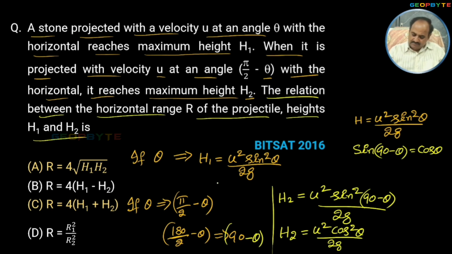Here h1 is this one. Let us write in the other slide. You got h1 equal to u square sin square theta by 2g and h2, the maximum height with the angle pi by 2 minus theta, is u square cos square theta by 2g.